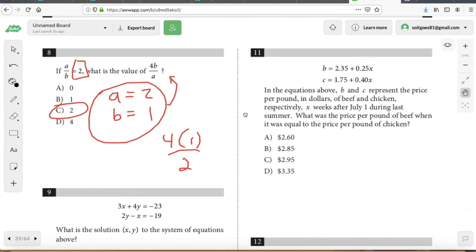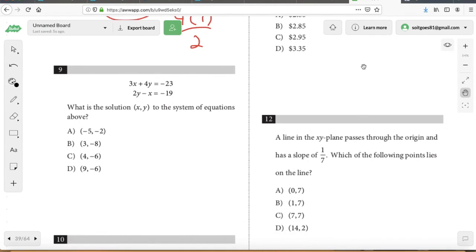Question number 9. What is the solution, x comma y, to the system of equations above? Ooh, we got systems of equations. All right, a couple ways to look at this. You may be familiar with the elimination method of systems of equations. There's also the substitution method. Just look those up on YouTube if you want to know how to do those. About half the questions on the SAT with systems of equations, you're going to need to use the elimination method. That's the one I really recommend. They're generally kind of set up for that.